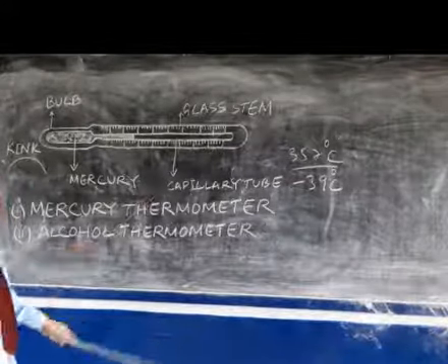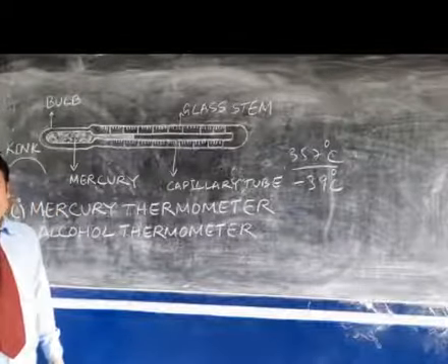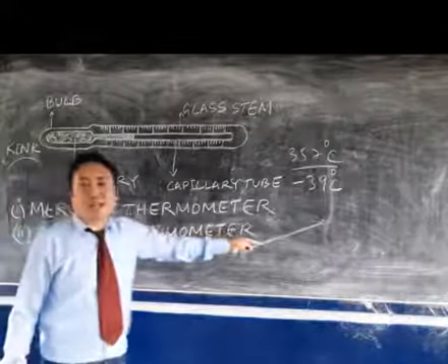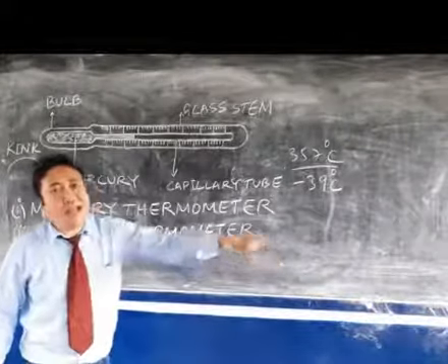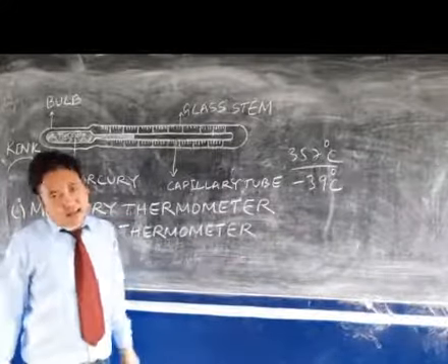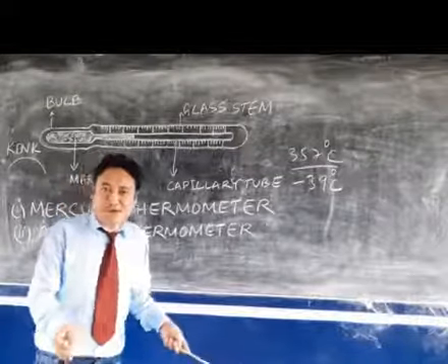And there are disadvantages also. Number one, they expand very slowly. And the freezing point is minus 39 degrees Celsius, so it cannot record a temperature below minus 39 degrees Celsius. So there are some disadvantages of using mercury also.